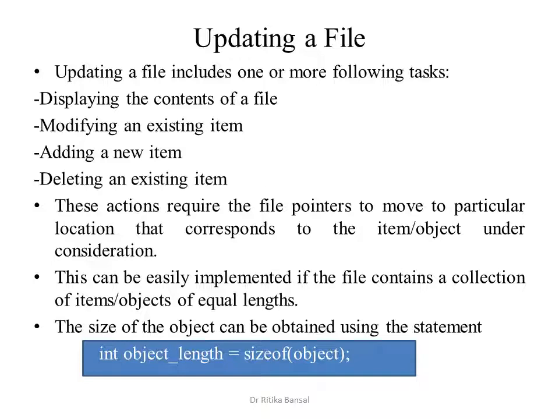It means this: if the file contains a collection of objects of equal lengths, then how can we find the size of the object? The size of the object we can find directly using the sizeof function on the object. The sizeof function will return the number of bytes occupied by all the data members of the object. So the first blue box is how to calculate the size of the object. We will use the sizeof function, and sizeof always considers the data members, not member functions.